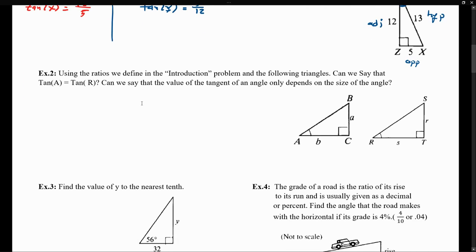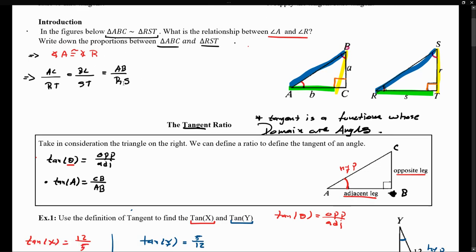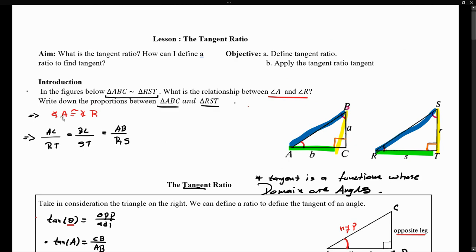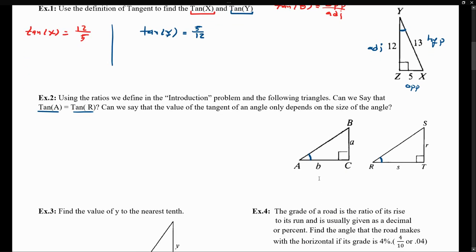But let's come back to the problem that we stated in the introduction question. Can we use the ratio we defined in the introduction problem and the following triangles? Is it possible for us to say that the tangent of A is equal to the tangent of R? Notice that we have stated previously that A is congruent to R. So the question is saying, if I take the tangent of two congruent angles, is the output going to be the same? Well, let's define them.